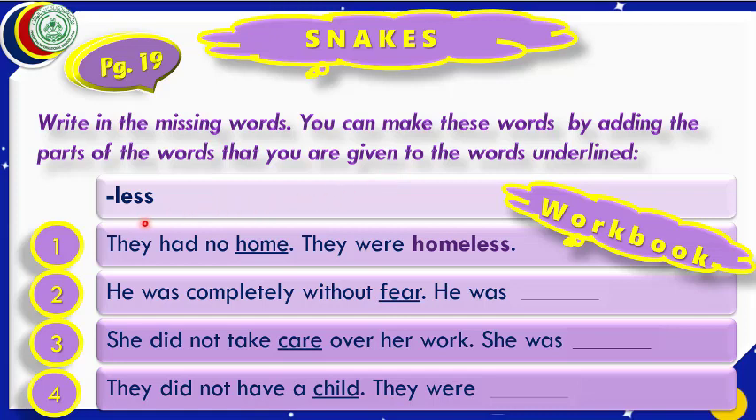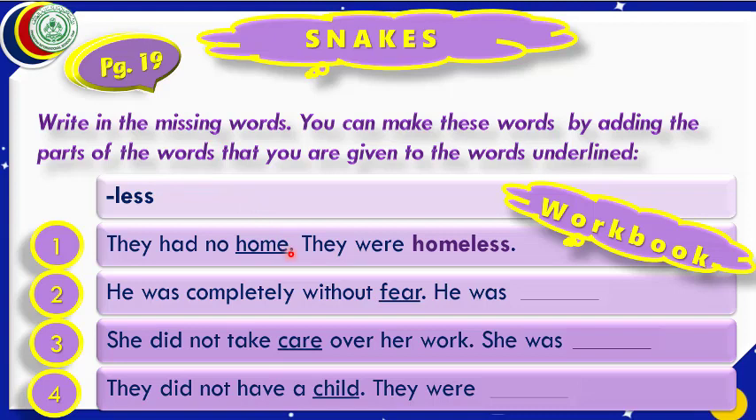Dear students, we are given less here. And what is the underlined word? Underlined word is home. We shall write here homeless. Homeless. How shall we make it? We shall add this less at the end of home. Dear students, if this dash is in the beginning of a word, this part of word will become at the end of the given word.